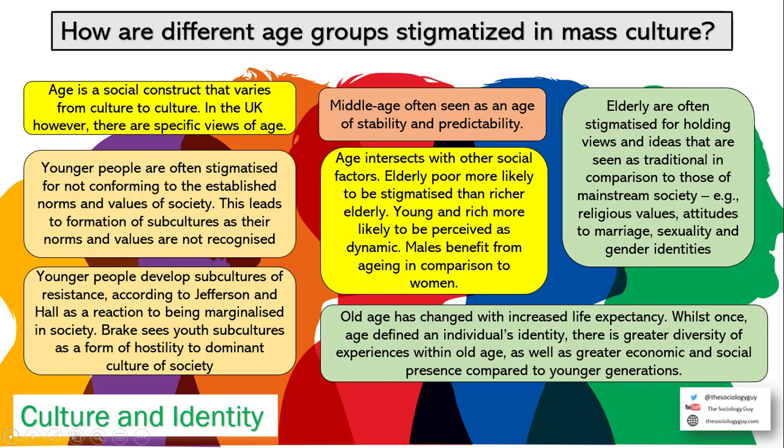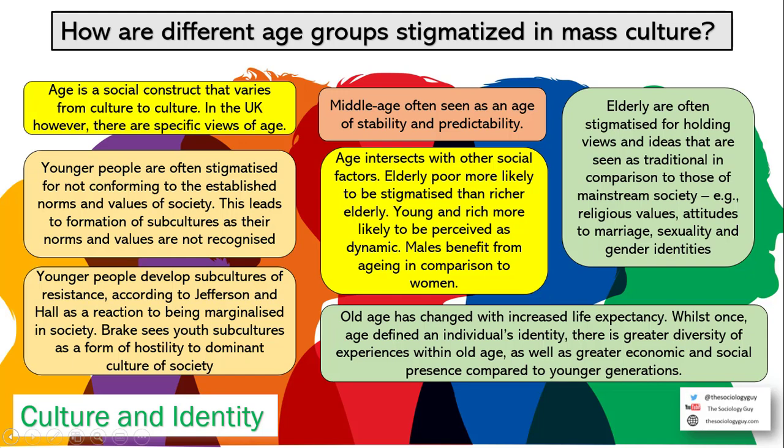Once again, I sent out some information, just a few ideas on how different age groups are stigmatized in mass culture. From this, you can see that the 2 main groups that are stigmatized are the elderly and the young. Young people are often stigmatized for not conforming to established norms and values of society. On the flip side of that, you've got the elderly being stigmatized for being too conservative, too traditional, and not accepting social changes.